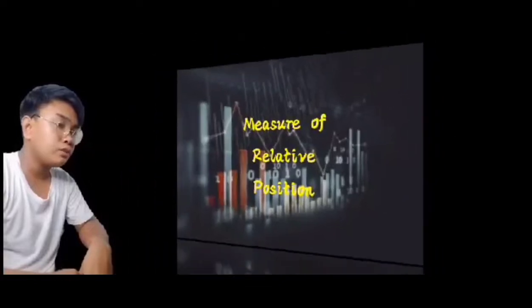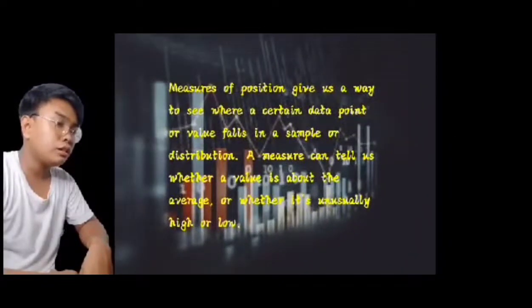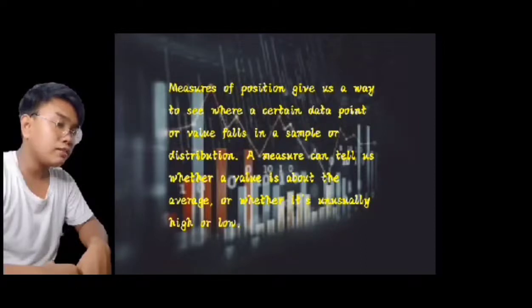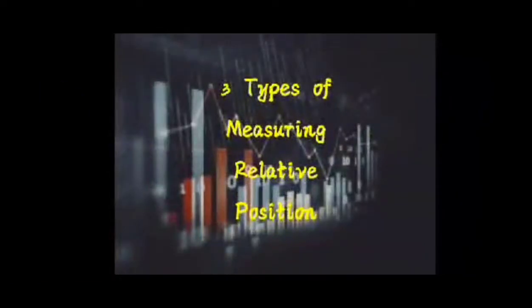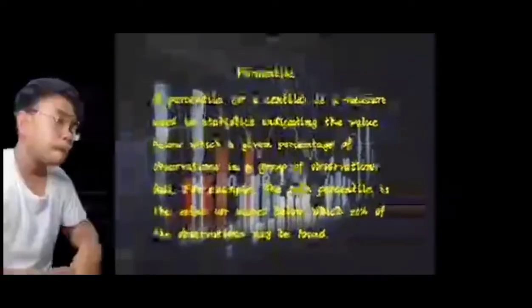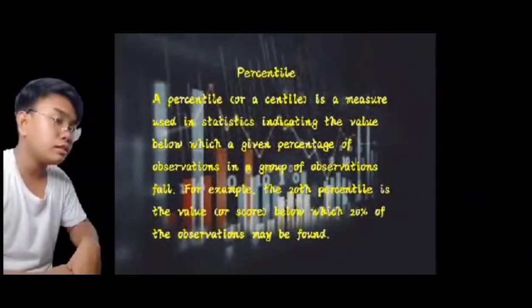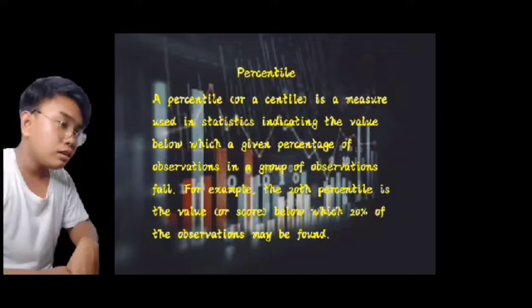Measures of relative position. Measures of position give us a way to see where a certain data point or value falls in a sample or distribution. A measure can tell us whether a value is about average or whether it is usually high or low. Three types of measuring relative position. Percentile. A percentile is a measure used in statistics indicating the value below which a given percentage of observations in a group of observations fall. For example, the 20th percentile is the value below which 20% of the observations may be found.